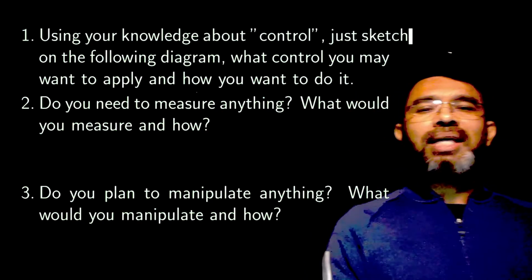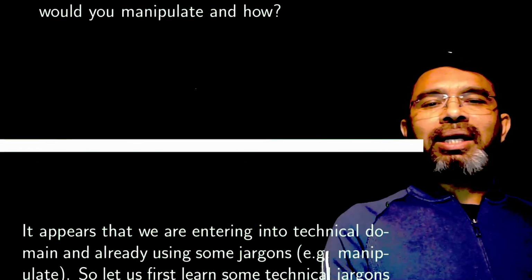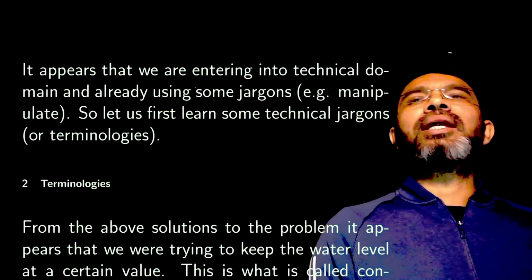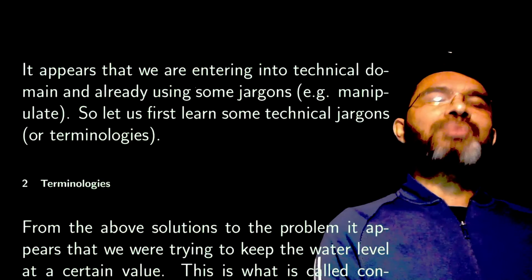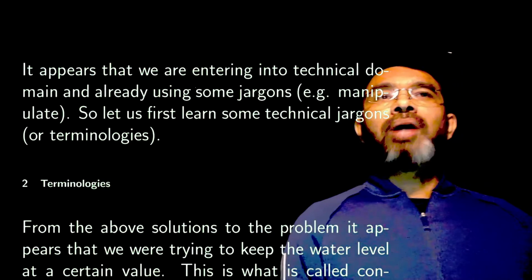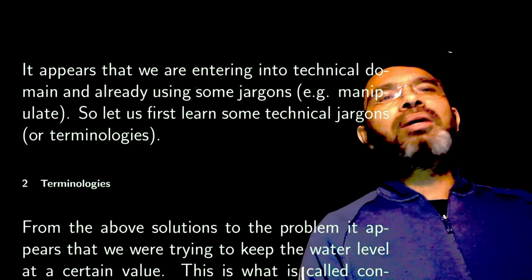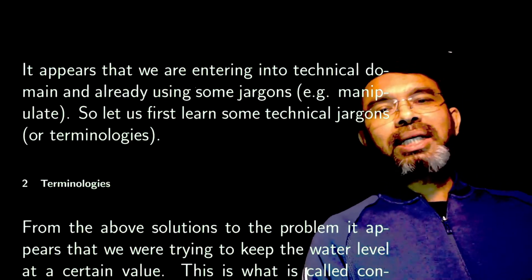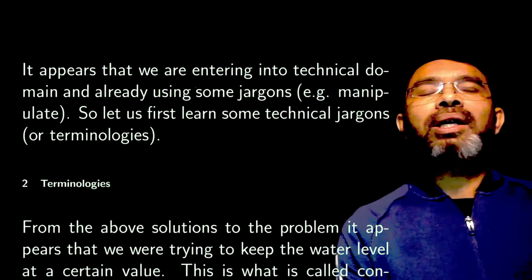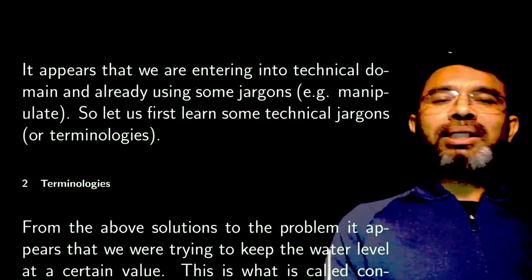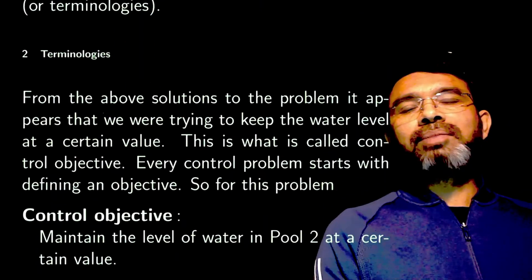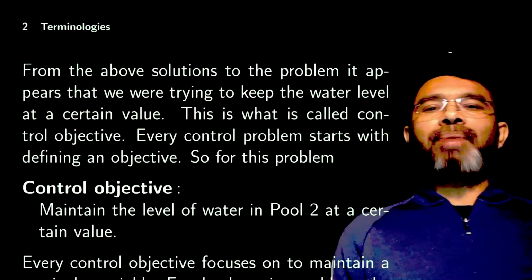Now all these are leading to the fact that really we are entering into some technical domain and trying to use some sort of jargon, which I would call the terminologies used in process control. These are standard terminologies and you'll have to use them when you are communicating with control engineers in the plant. Now let's look at the terminologies one by one.